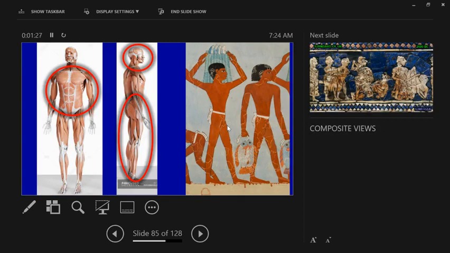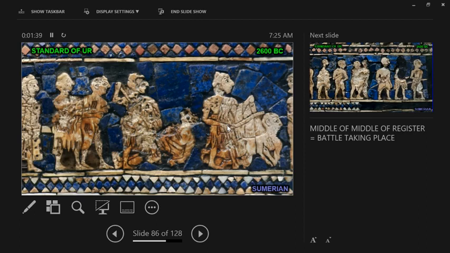So if we look at the chest in profile, the chest is frontal, and the head and the hips to the legs to the feet are all in profile, and that's what we've got going on here. In the middle register, in the middle of it, there's a battle taking place.